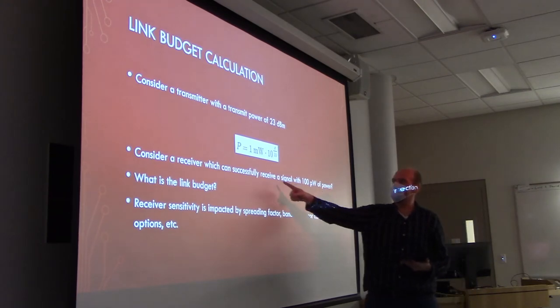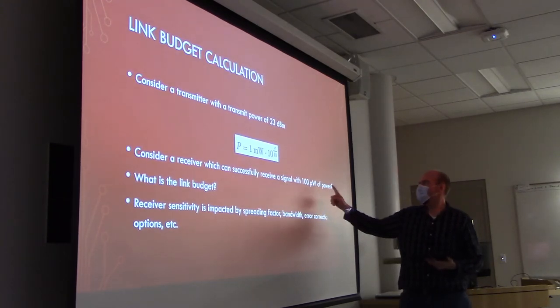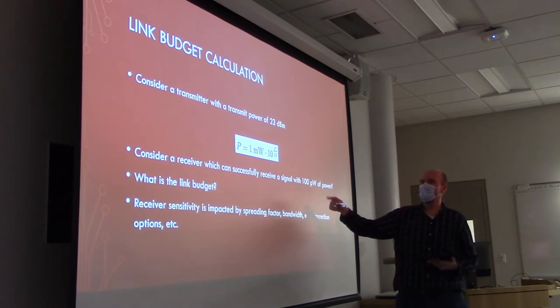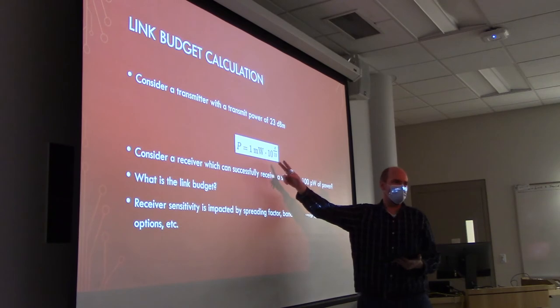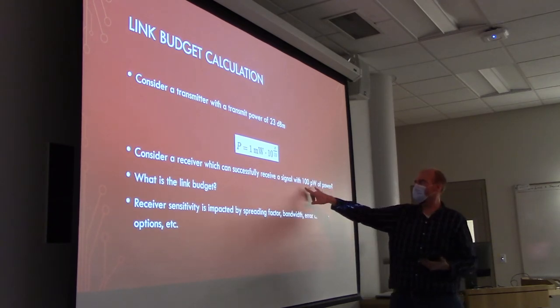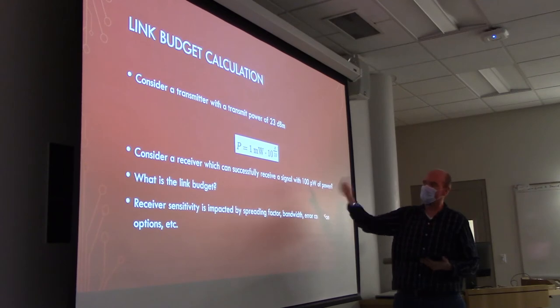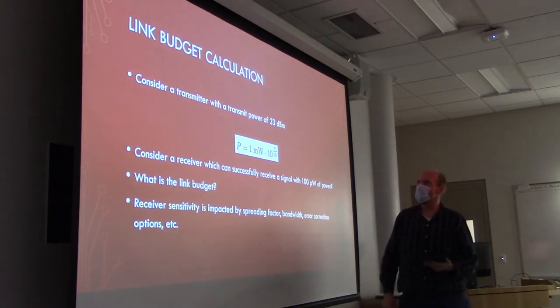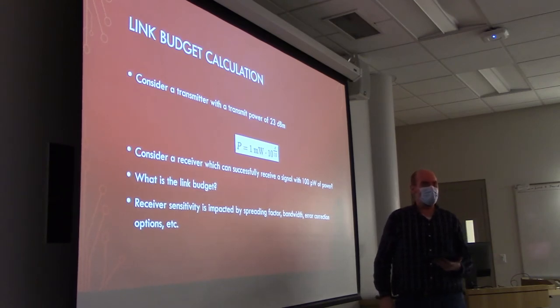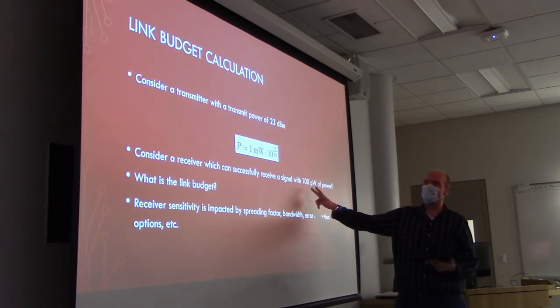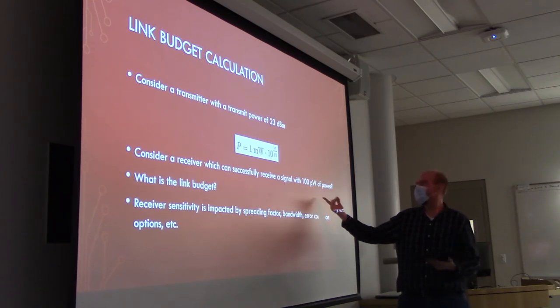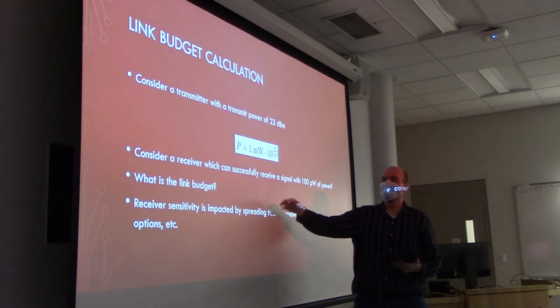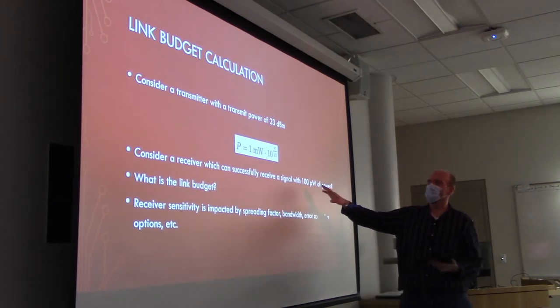So let's consider a case where we have a receiver which can successfully receive a signal with 100 picowatts of power. So what is the link budget? So this could be interactive. You don't have to do it if you don't want to, but you can. Let's say you could receive a signal that was 100 picowatts at the receiver side, you could put 100 picowatts here and solve backwards for X. I believe that's negative 120. So a receiver sensitivity of negative 120 dBm would mean that the receiver can receive a signal with a power of 100 picowatts. And so the budget then, and people use link budget differently, but the way it's normally used when talking about LoRa is this differential.